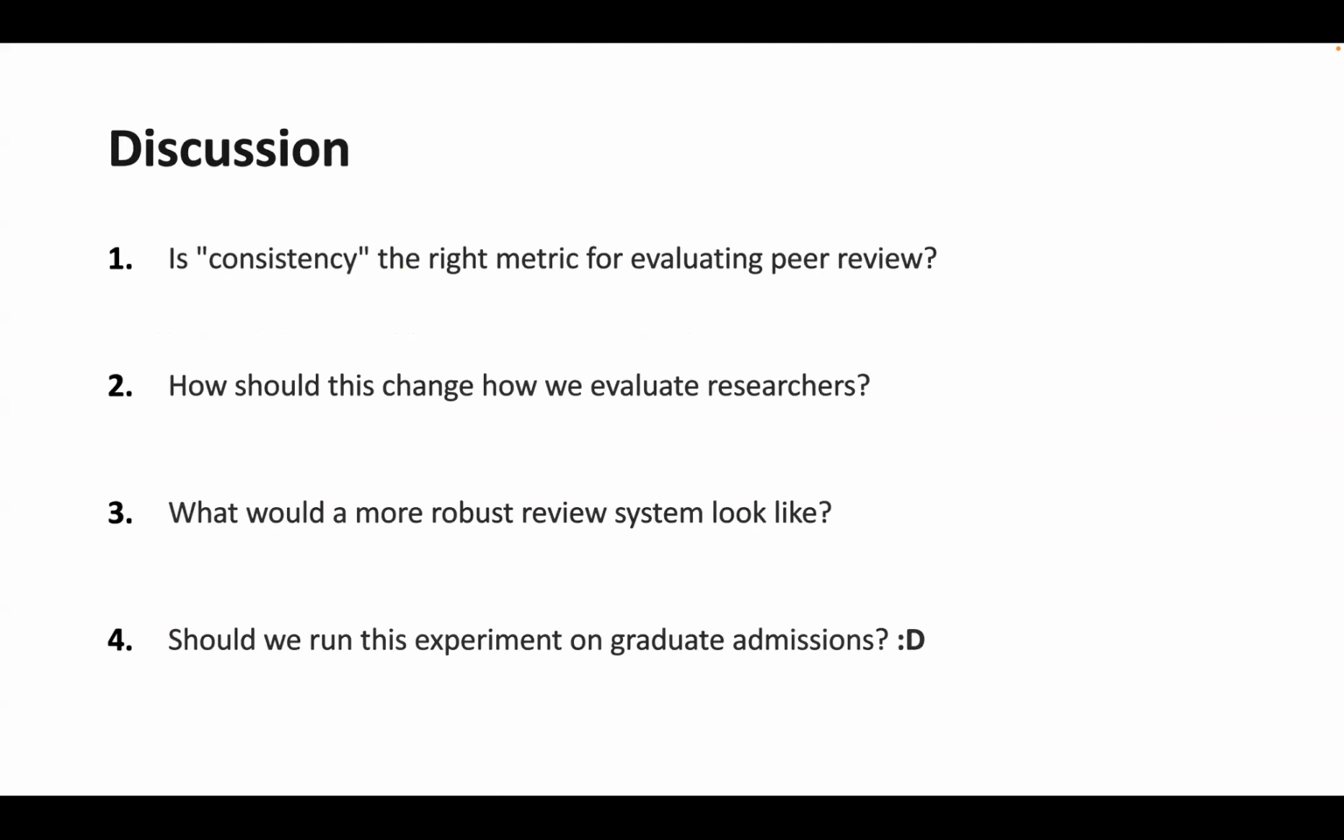Okay, so now here are a few discussion points that I had. This is the last slide that I have. Is the consistency in the acceptance and rejection of papers the right metric for evaluating peer review? If not, are there any other metrics that we can think about? And should this process change how we evaluate researchers in total? How much importance should be given to the number of papers accepted in a given community for a researcher? And is there a possible design for a robust review system?